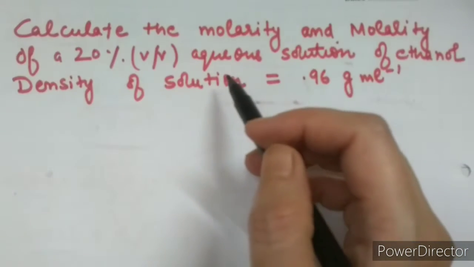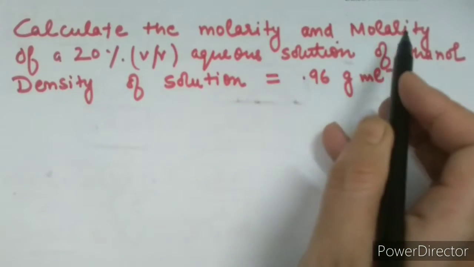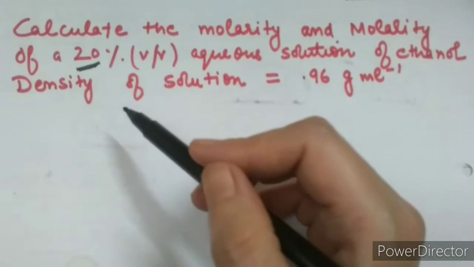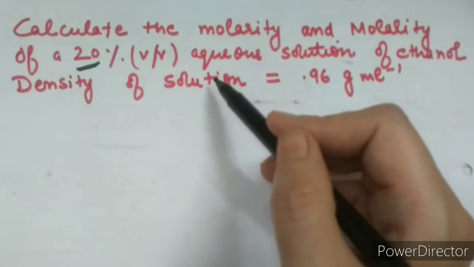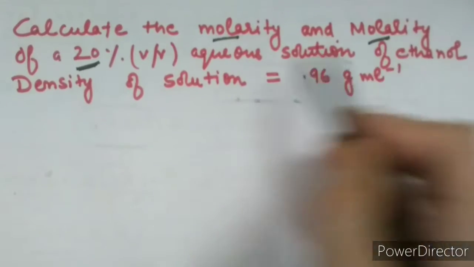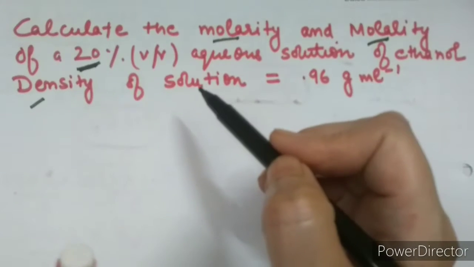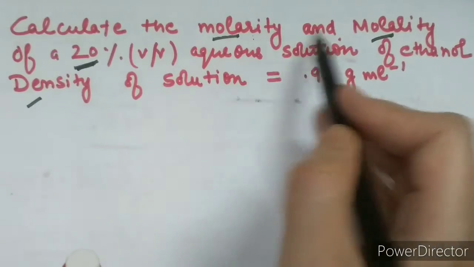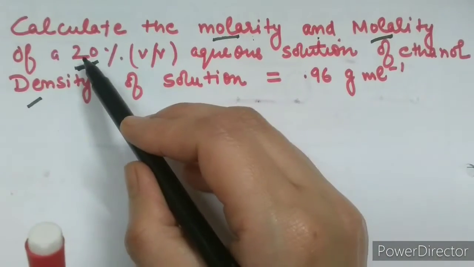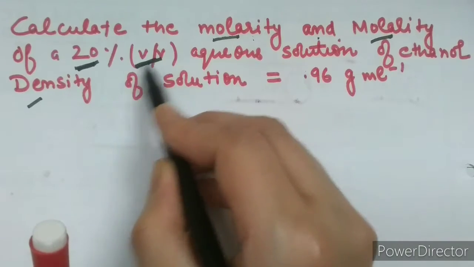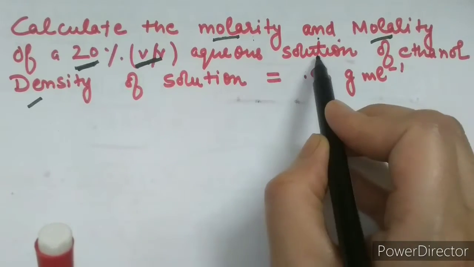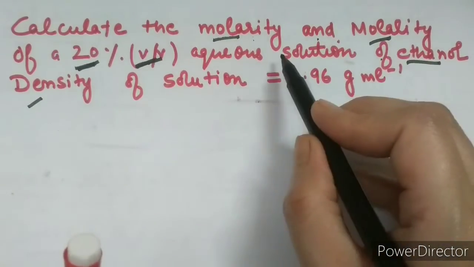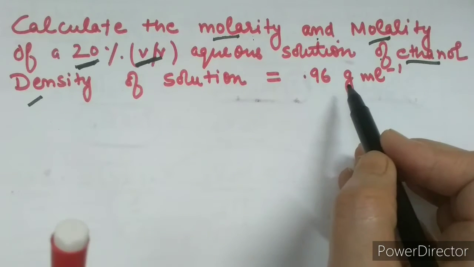So here I am trying to solve a little tougher question on molarity and molality, both concepts together in a single question, where so many concepts of our concentration terms are mentioned, like molarity, molality, percentage, density. So many things are mentioned in this question. Let's try to solve this question. So calculate the molarity and molality of a 20% volume by volume aqueous solution. Aqueous solution means water, of ethanol. So ethanol in water, this is liquid in liquid aqueous solution where density of a solution is mentioned.